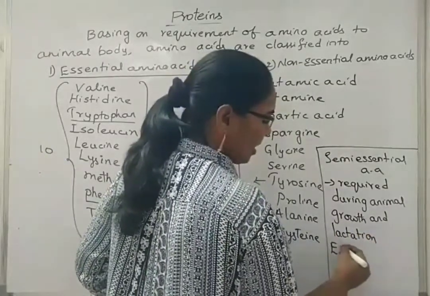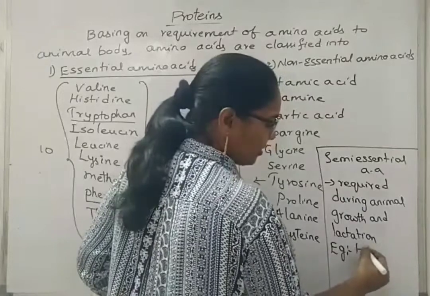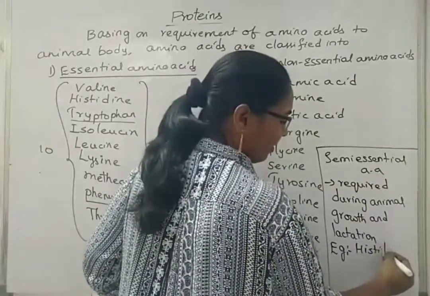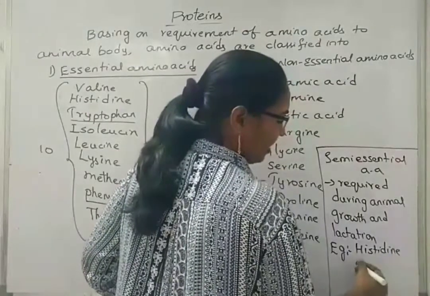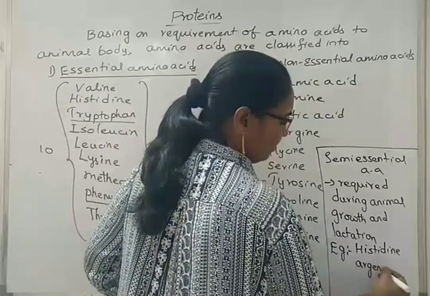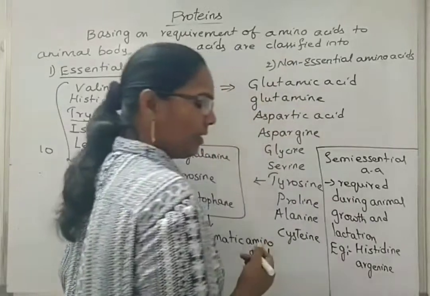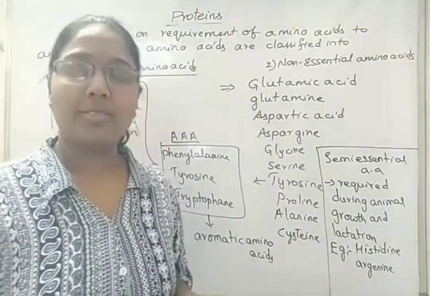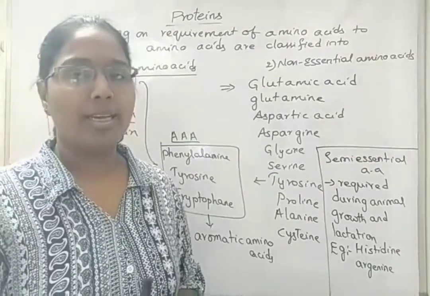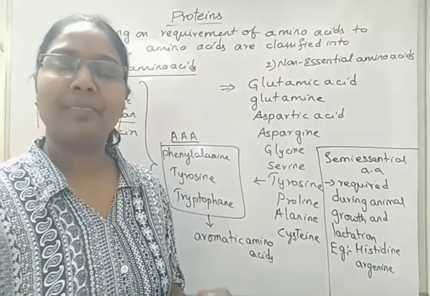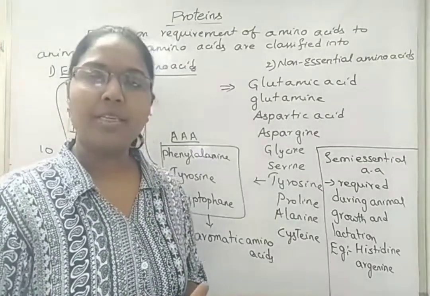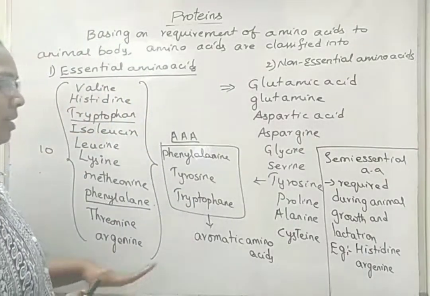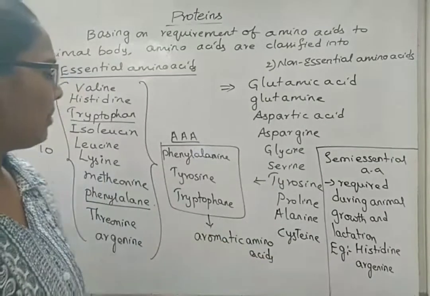Here examples are histidine and arginine. Histidine, I think I told you, is used during growth. At the same time, it is helpful in repairing damaged tissues. And cysteine is a sulfur-containing amino acid.